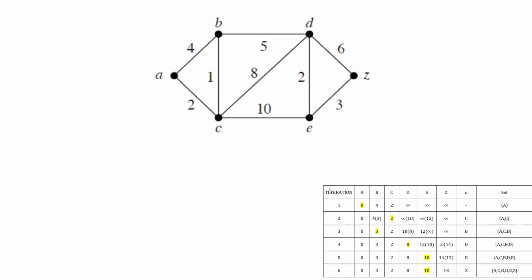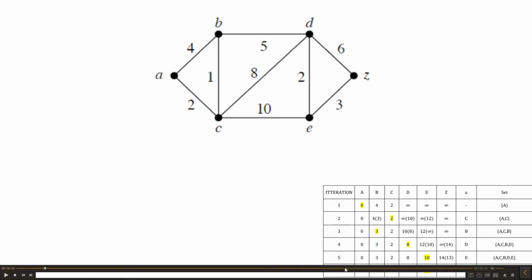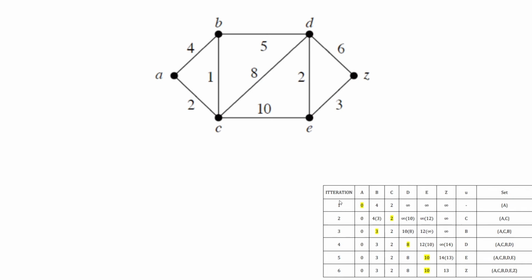So here you can see this is the table that uses the Dijkstra algorithm. This table consists of the iteration, how many loops we have already done. This is the points from A to Z. This is the point we choose at that iteration, and this is the set, the points that we have already chosen. So on the first iteration, obviously we choose the starting point, which is A, because it has 0, the lowest possible path.